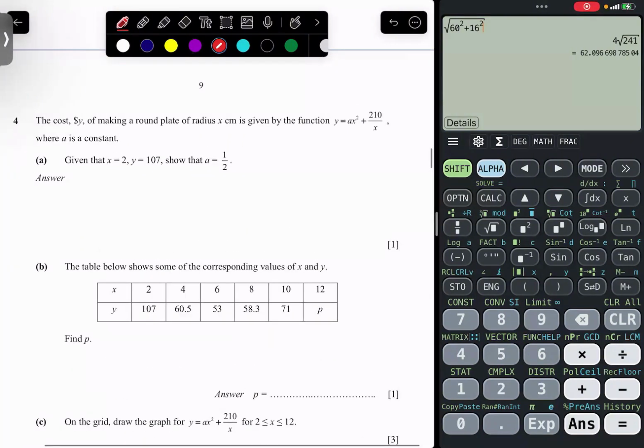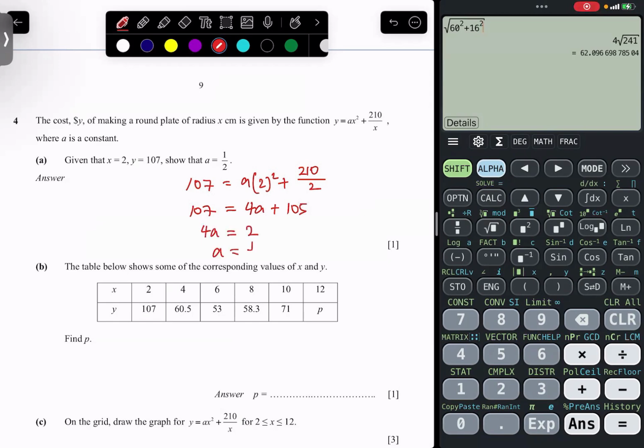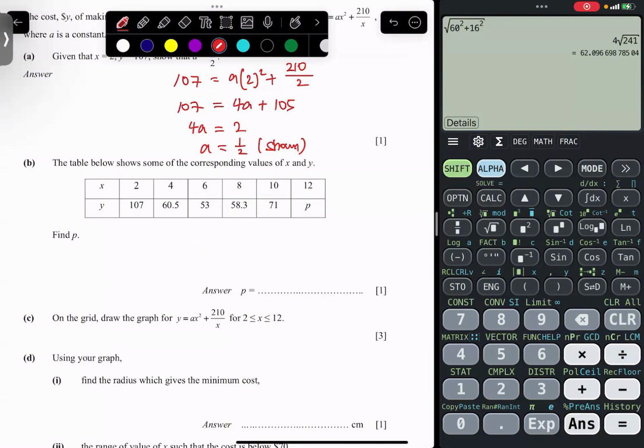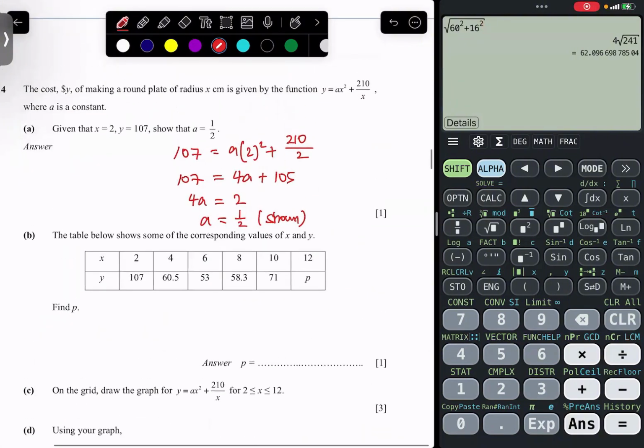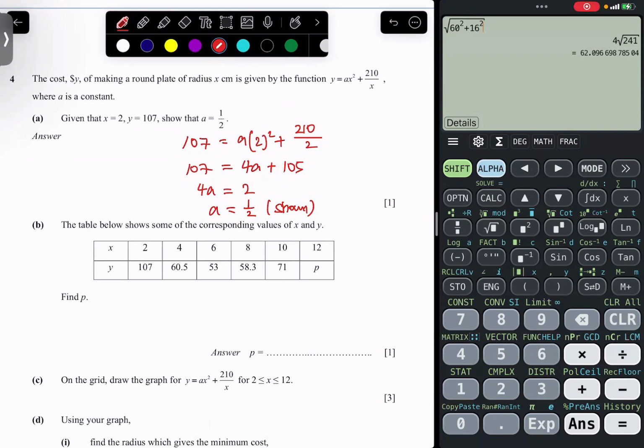Okay, this one should be okay. So y, 107, is equal to a multiplied by 2 squared plus 210 divided by 2. So that means we'll have 107 equals 4a plus 105. Bring the 105 over. 4a equals 2, a equals half. The table below shows some of the corresponding values of x and y. Find p. So p is when x equals 12.